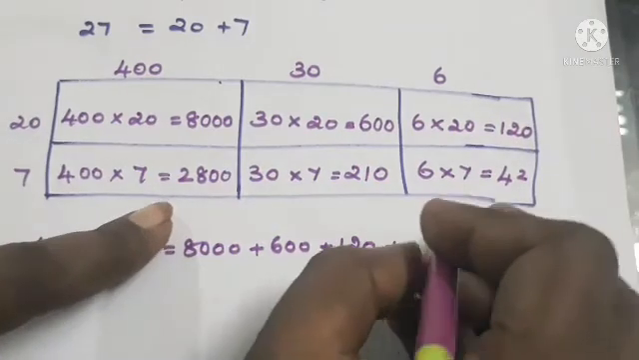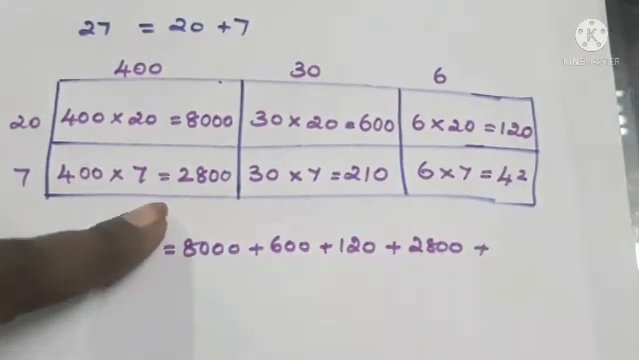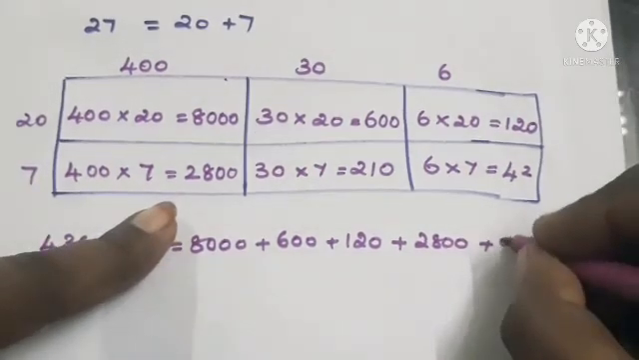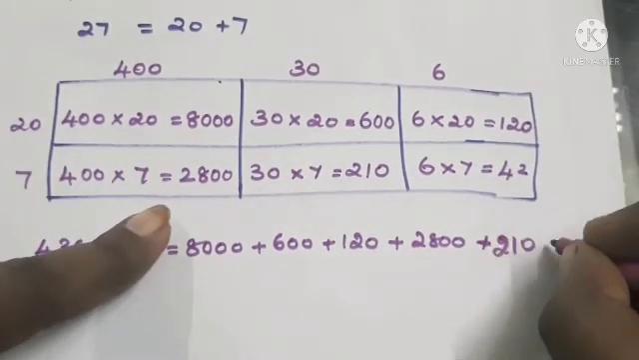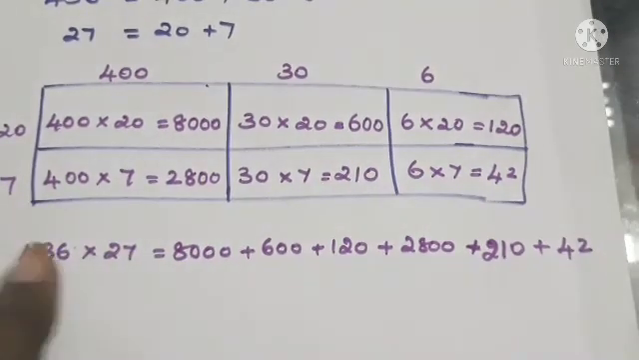Okay, in the next box we have 2,800 as the product, plus in the next box we have 210. In the last box we have 42. So next we have to add all these numbers. Okay, so we can add it.